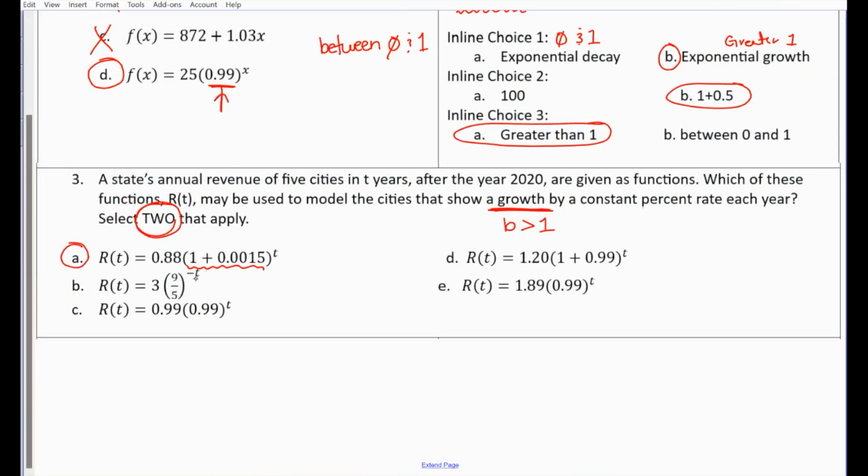B has a 9 over 5 to the negative t. Well, we remember our laws of exponents. Negative turns something into the inverse, so this is not going to be it. C, if we look at our b in this case, b is less than 1 but greater than 0. So it is also not an option, because this is going to be decay. D, again, 1 plus 0.99, that is going to work. And again, this is less than 1, so it is decay.